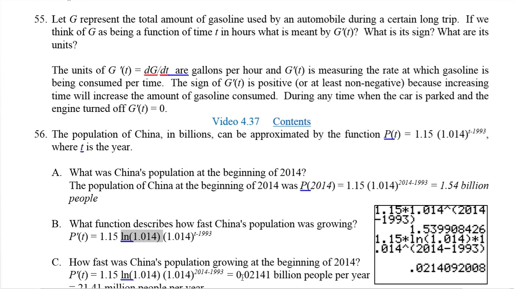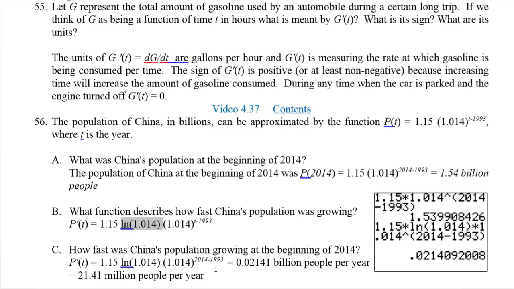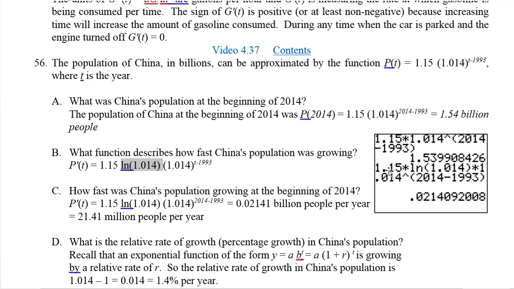How fast was it growing at the beginning of 2014? Okay, beginning of 2014, the year is 2014. And we're assuming that 2014 is the beginning of 2014, not just some time in between there. That's the interpretation I'm using for the value of t. So you just take this formula and plug in 2014 and work that out. I think that's what I've got here in the calculator: 1.15 times natural log of 1.014 times 1.014 to the power of parentheses 2014 minus 1993. Do not forget parentheses around that power. It's going to be important.